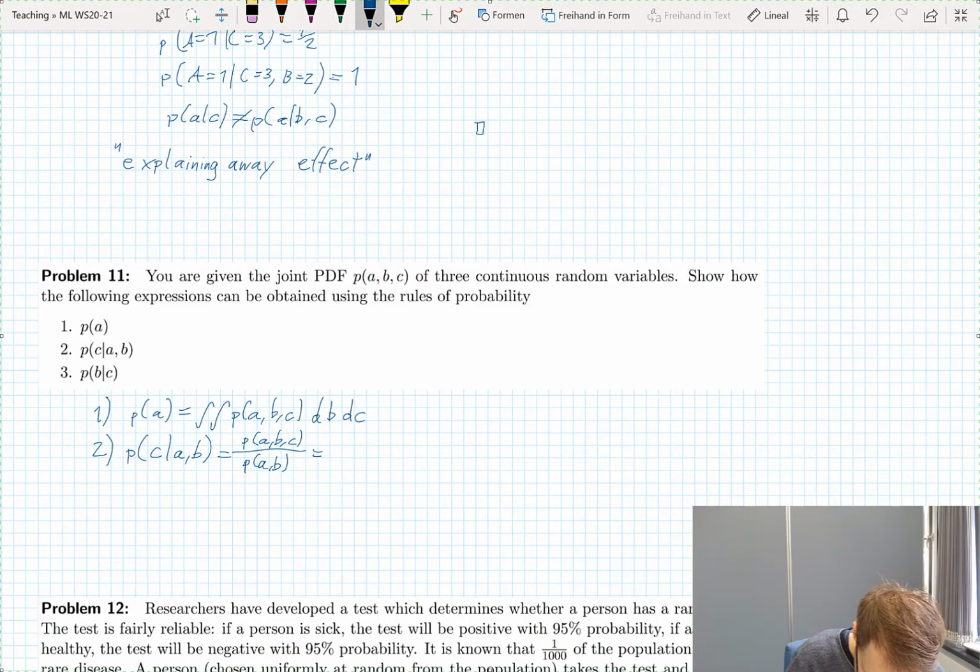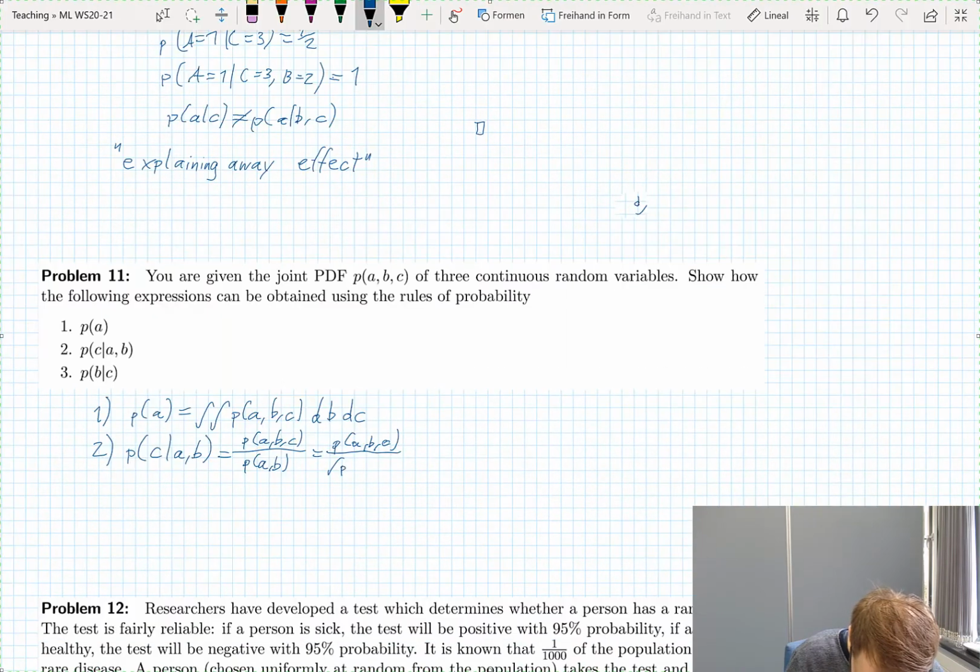And then how do we get P of A and B? Well, again, by marginalizing out. So that's P of A, B, C divided by P of A, B, C, dC.